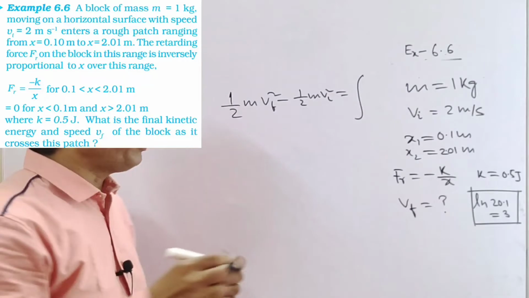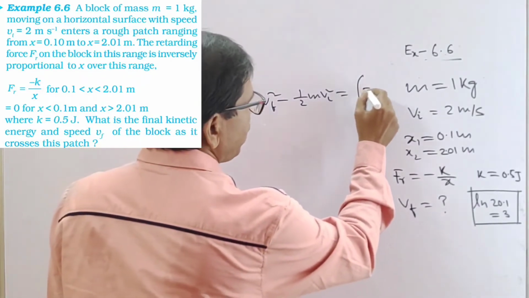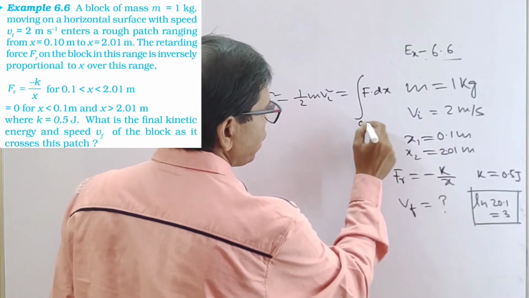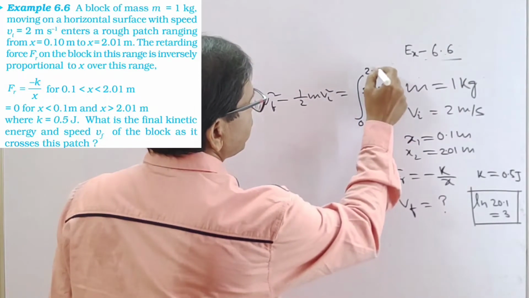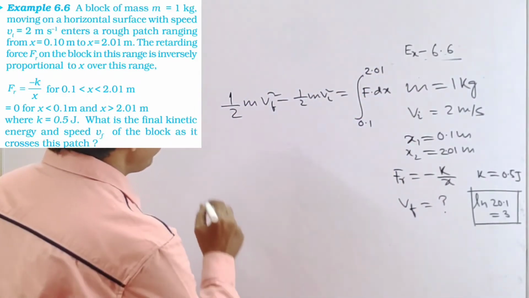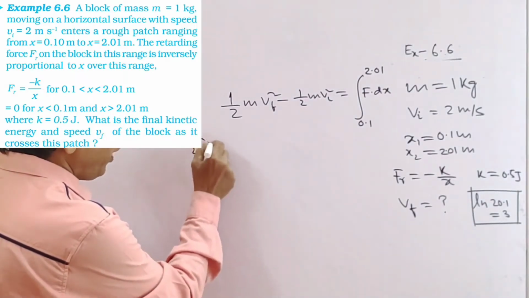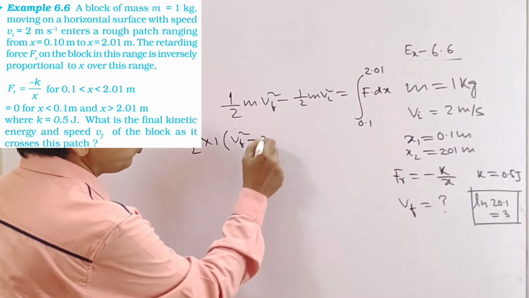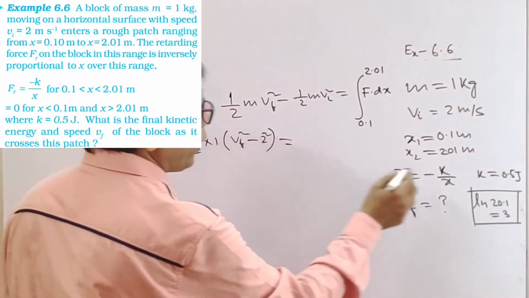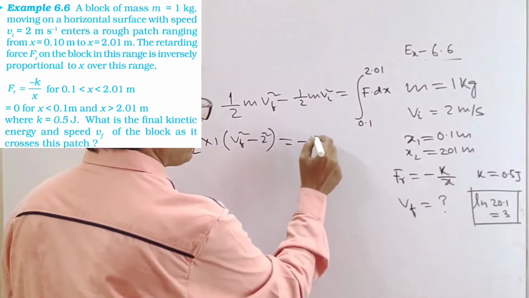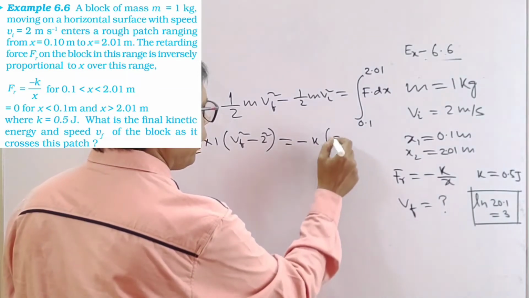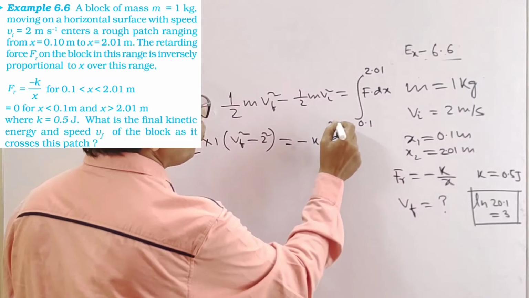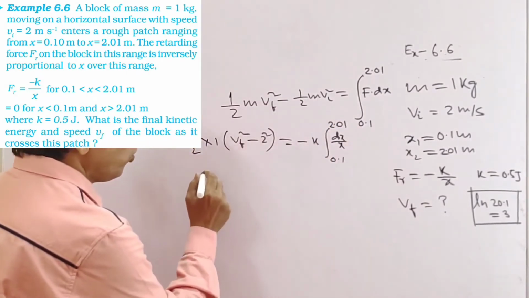Here it is the work done by variable forces. So the work done by the variable force is the integral of F dx from 0.1 to 2.01. Now, taking half m common, this is vf square minus 2 square, which equals minus k, dx by x, from 0.1 to 2.01.